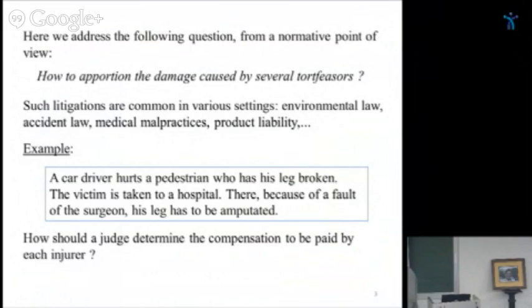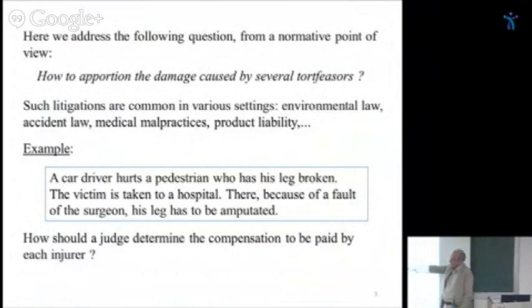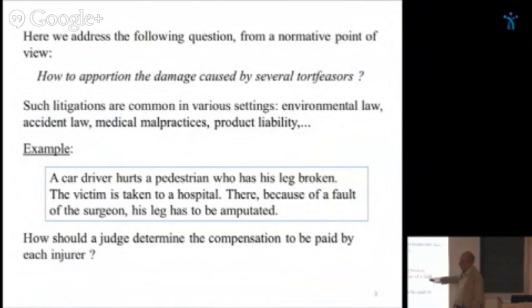What are these two numbers? Yeah, the minimum and the maximum. Okay, the minimum is the leg broken. This is for the first. That's the minimum the driver should have to pay, clearly. Okay, and what's the maximum that he has to pay? Here, for the driver, the maximum is the total damage, actually. Okay, can we put that slide back?